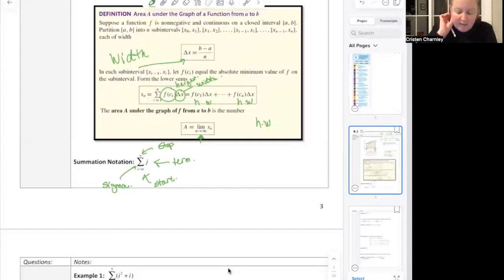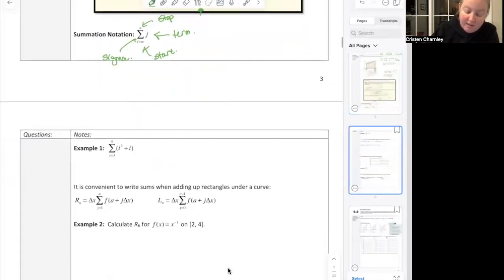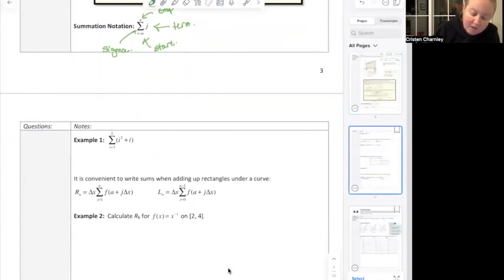So this particular example is kind of tough because it's all letters. I, M, J, N. Not so helpful. But if I come down here to example 1, this one's a little bit easier. So remember, this is the start. Up here's the stop.